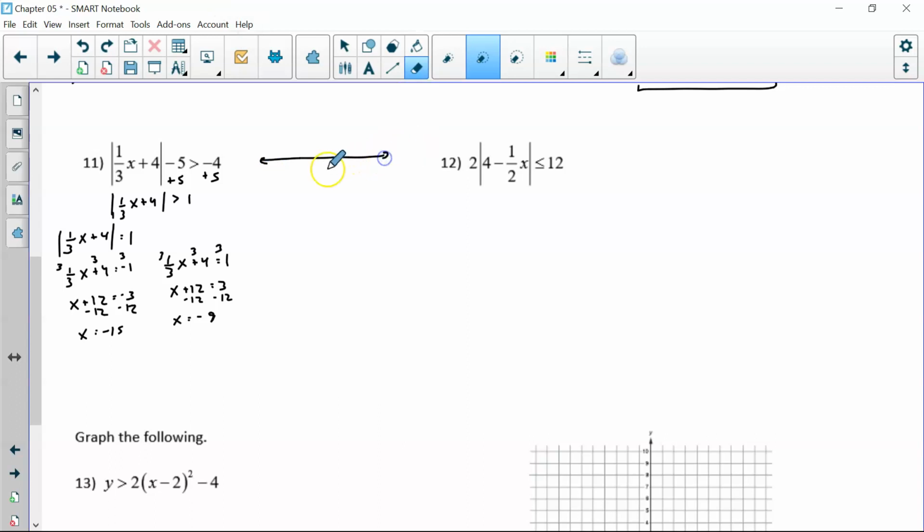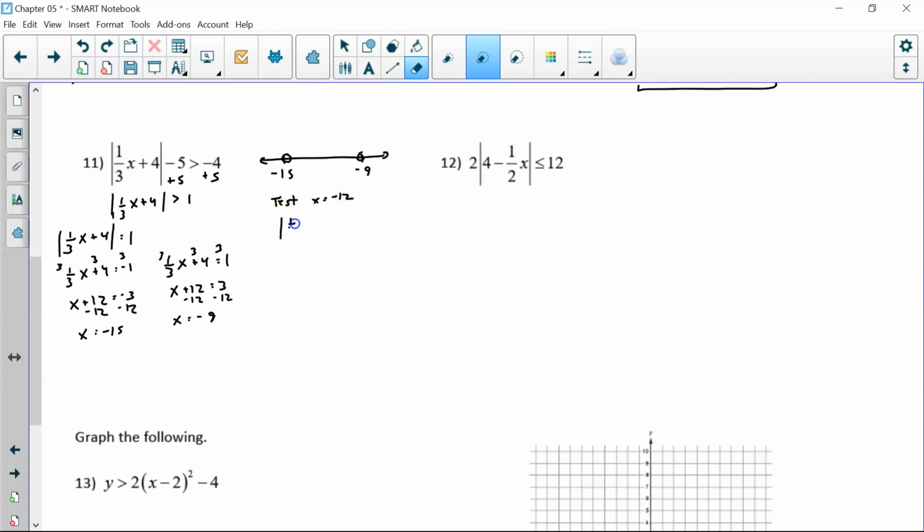Our number line now. Negative 15 would be on the left, negative 9 on the right. Because it's a greater than, open dots. And a test point. We can't use 0 again. So let's test x equals, just going to pick a number, negative 12.